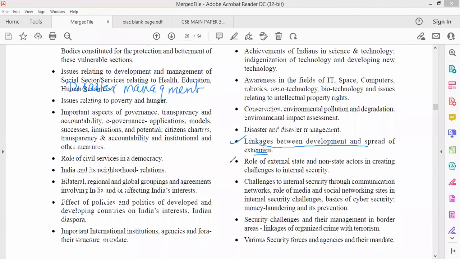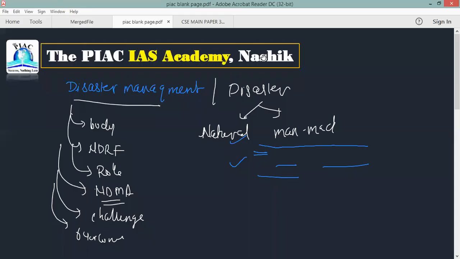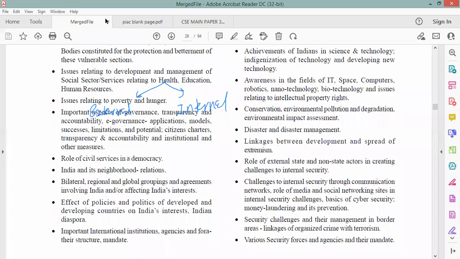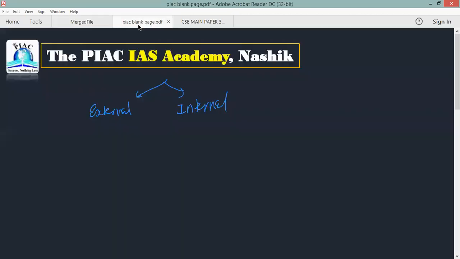Then come to the next topic, the role of external states and non-state actors in creating challenges to internal security. Now this is related to your internal security matter. That means as a country we have to face both challenges, external and internal security. See what the syllabus talks about: the role of external states and non-state actors in creating challenges to internal security.